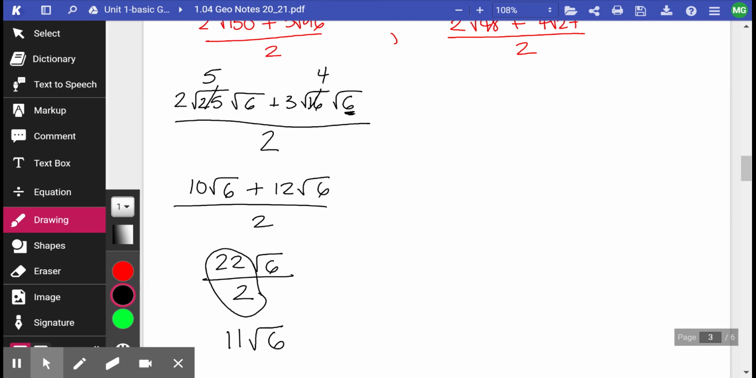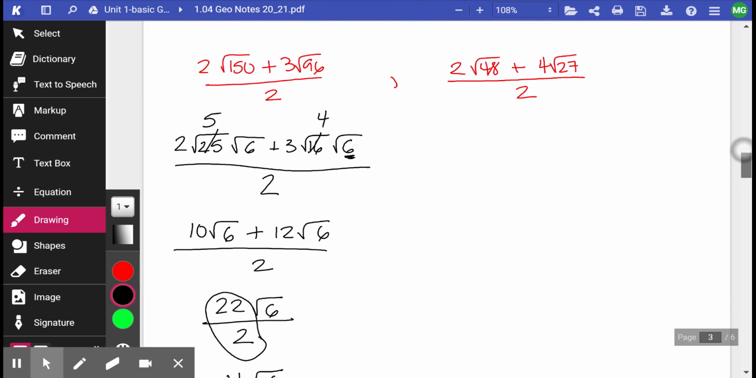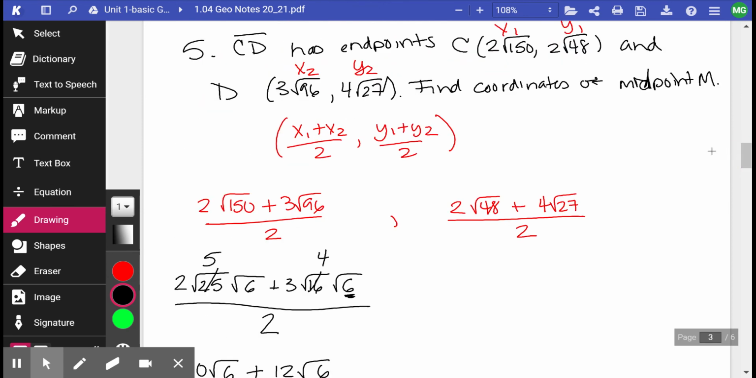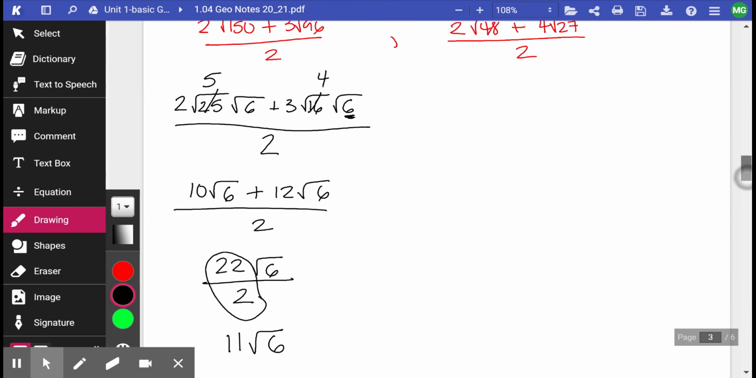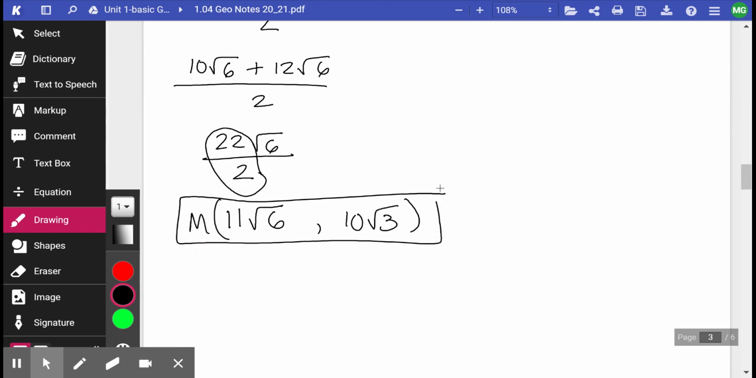Pause the video here and try doing that same thing now, but for your y. So put each into simplest radical form. And then once it's in simplest radical form, see if you can combine your like terms and then reduce. Okay, and your final answer for the y's should be 10 radical 3. So those would be the coordinates of our midpoint.